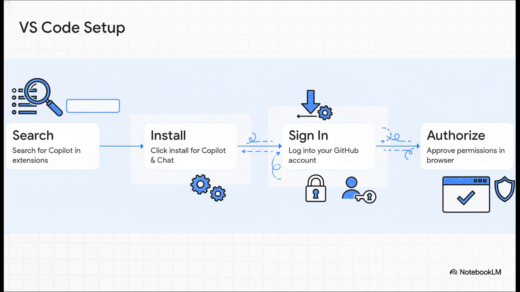Third, you'll be prompted to sign in to your GitHub account right there inside VS Code. And fourth, just authorize the permissions in your browser. Literally takes less than a minute. You hit Install, sign in, click Continue in your browser to approve it, and you are good to go.